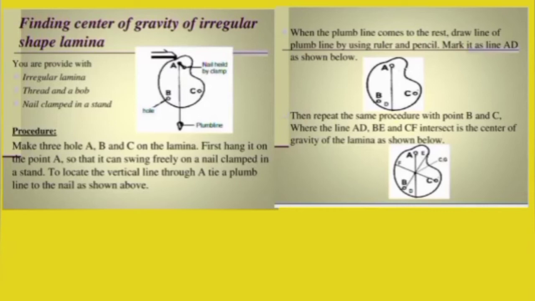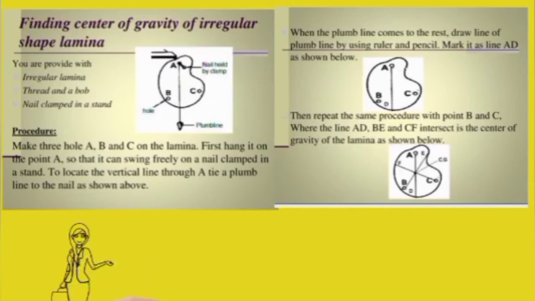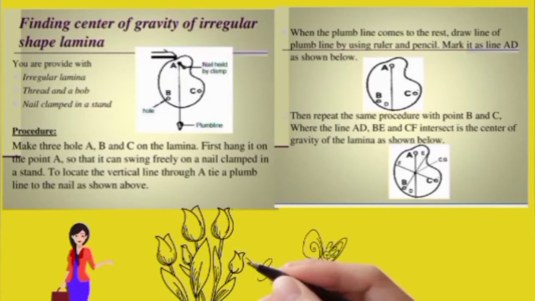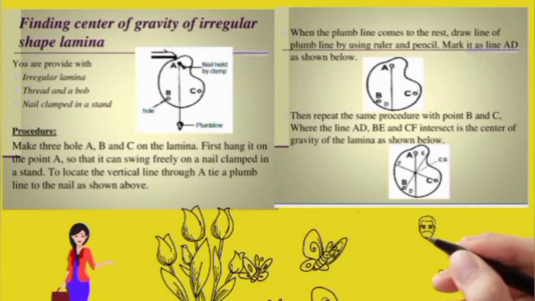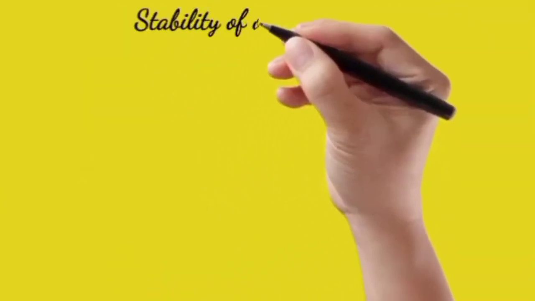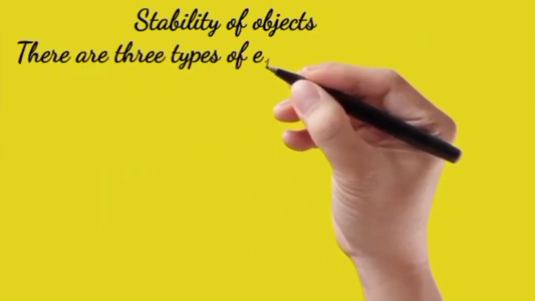To locate the vertical line through A, tie a plumb line to the nail as shown above. When the plumb line comes to rest, draw a line along the plumb line using a ruler and pencil. Mark it as line AD as shown. Then repeat the same procedure with points B and C. Where the lines AD, BE and CF intersect is the center of gravity of the lamina. So please take notes. It's just a simple experiment.